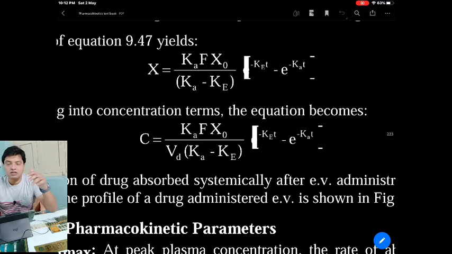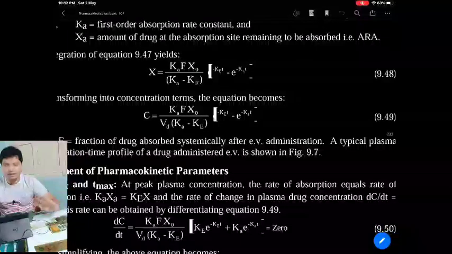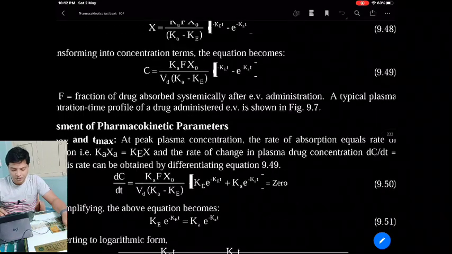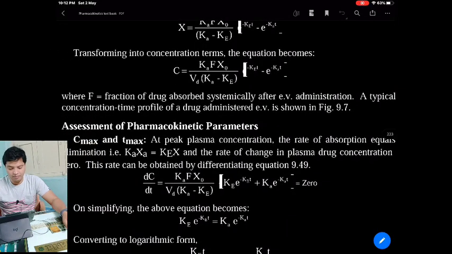Now after giving this equation, we need to determine the pharmacokinetic parameters. What are the pharmacokinetic parameters? Along with everything, we have volume of distribution, clearance, half-life. Okay, we'll see what are the main pharmacokinetic parameters. Those are Cmax and Tmax. Because if the drug is following first order kinetics, absorption as well as elimination, then we need to determine the Cmax and Tmax.